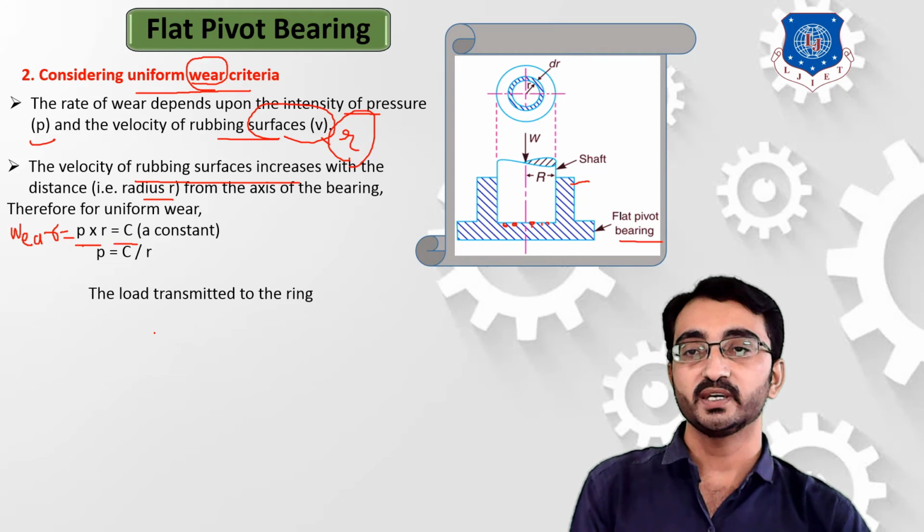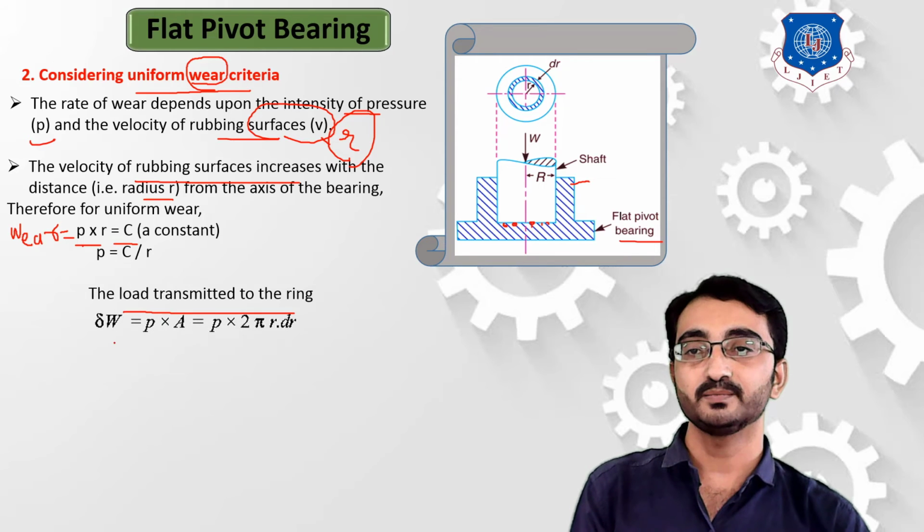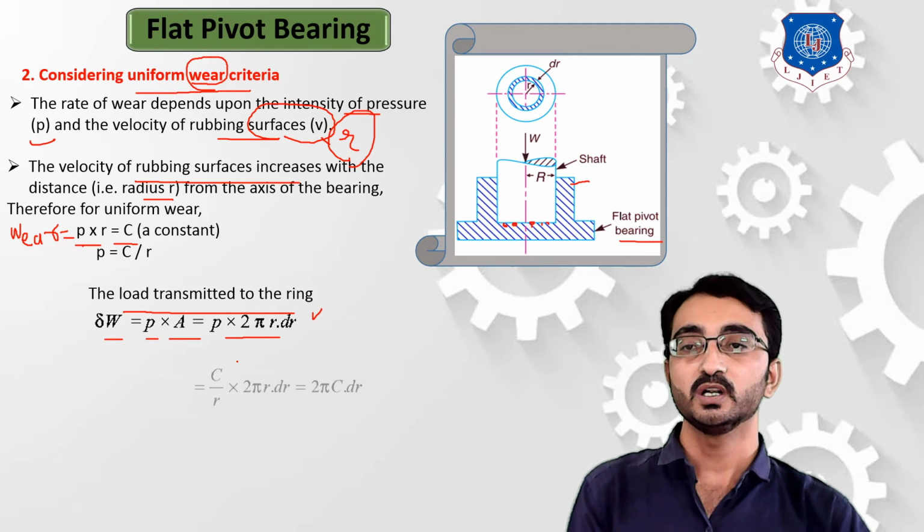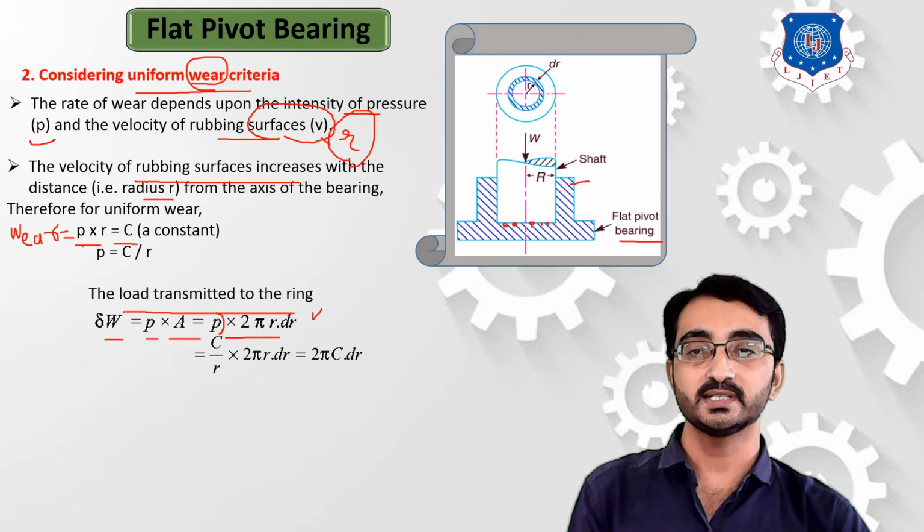Now we can calculate the load which is transmitted to this ring as a simple dW, that is the load is equal to pressure into area. So we have a simple equation P into 2 pi R dr. This equation we have derived in our first criteria, that is the uniform pressure criteria. Now we can put that intensity of pressure is C by R, and we can cancel out this R. So the final equation is dW is equal to 2 pi C dr.